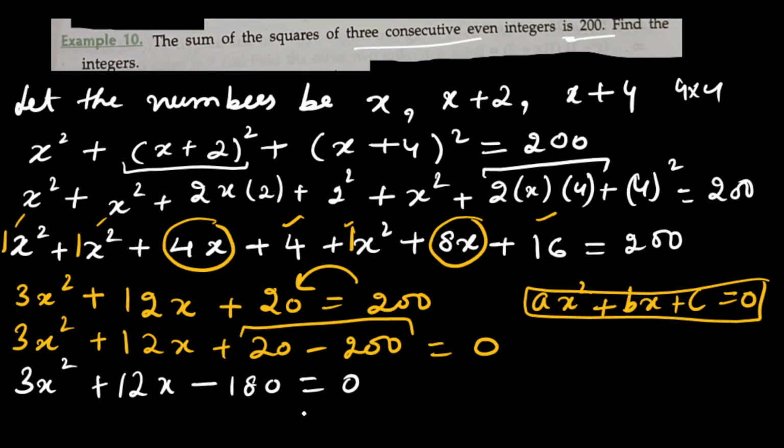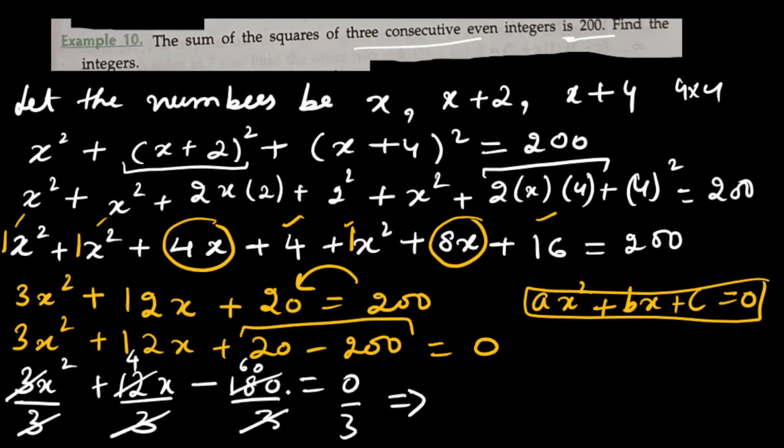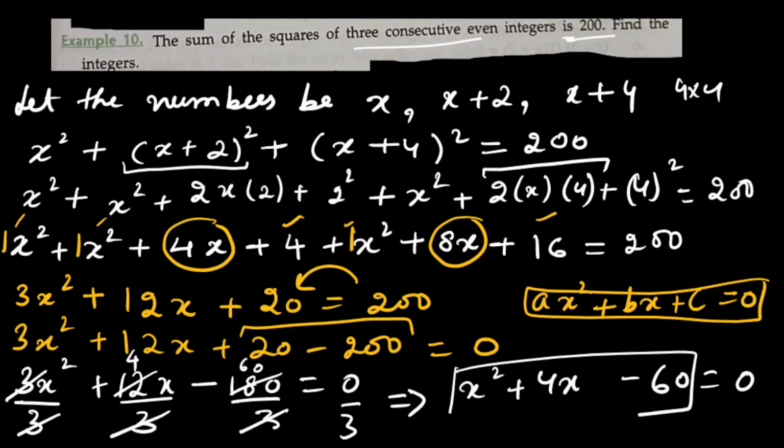Now here you can see, if any common factor is there, you can divide the entire equation with that. Here we can see 3 is a common factor. With 3 you can divide the entire equation. If you divide, what will you get? This 3 and 3 will get cancelled. 3 into 1, 3 into 4, 3 into 1, 3 into 60. So x square plus 4x minus 60 equals to 0. So this is the required equation.